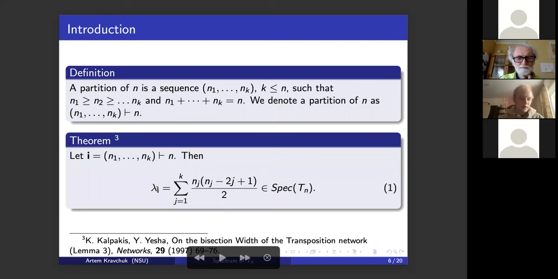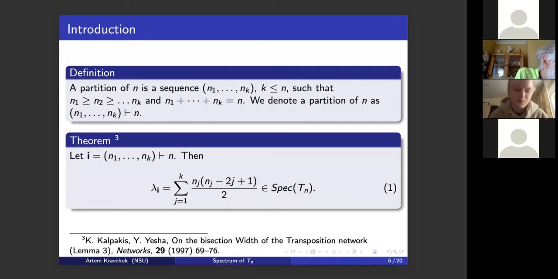But looking at this expression, it's difficult to understand, for example, whether 0 is an element of the spectrum, or whether 1 is an element of the spectrum, and so on for all integer numbers. And today we will try to study which integer numbers lie in the spectrum of the transposition network graph.